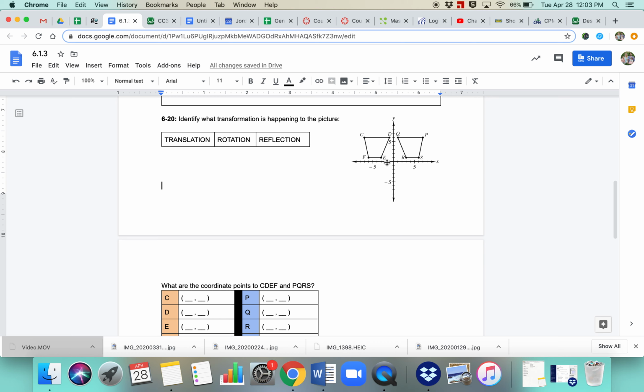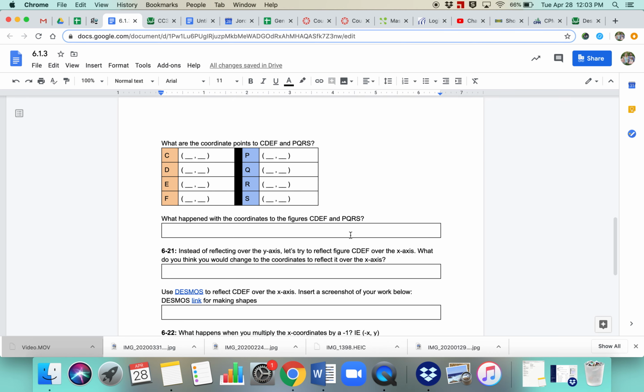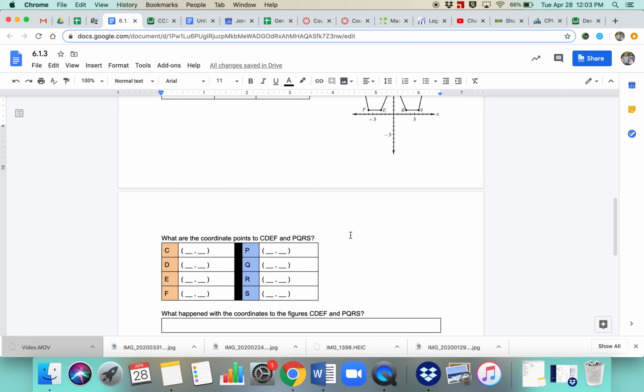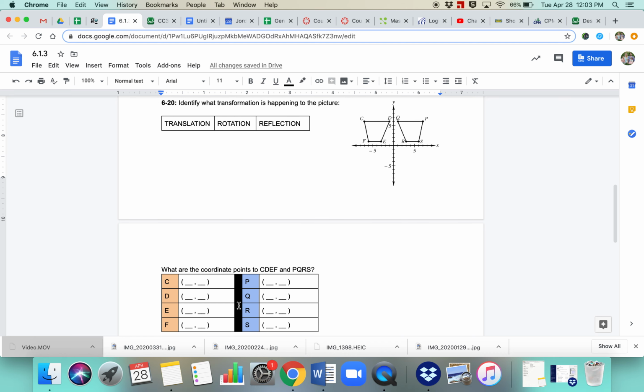Each tick mark represents a single unit. So 1, 2, 3, 4, 5 is right here. What happened to the coordinates to the figures of C, D, E, F, and P, Q, R, S? So something happened to make this become this in dealing with their coordinates.